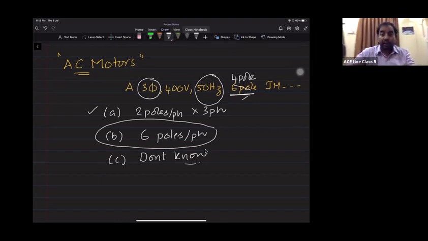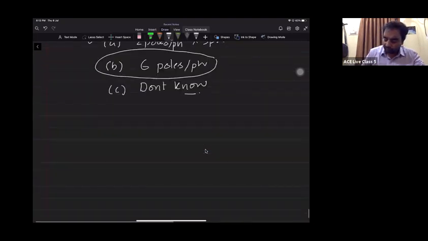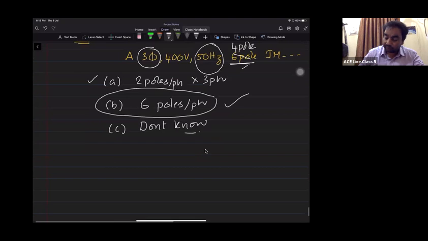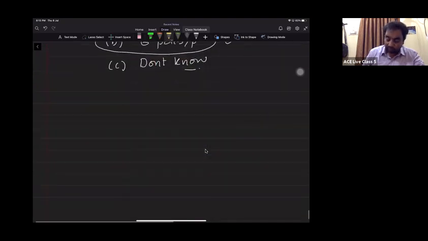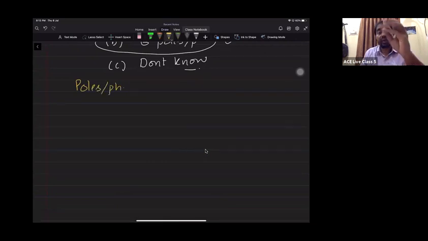Right. Now, as we define poles per phase, one should have clarity on what is called a phase. Many times you come across terminology like phase, winding, and so on. What do you mean by phase? Let me explain what is called a phase.